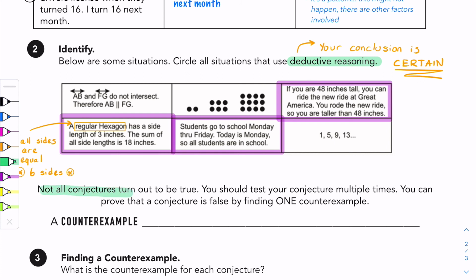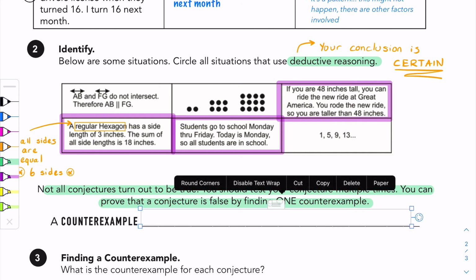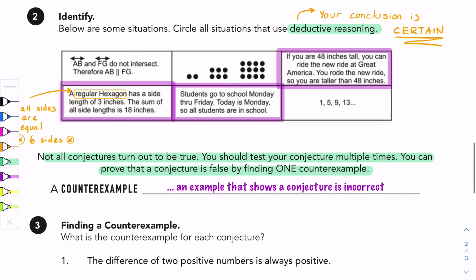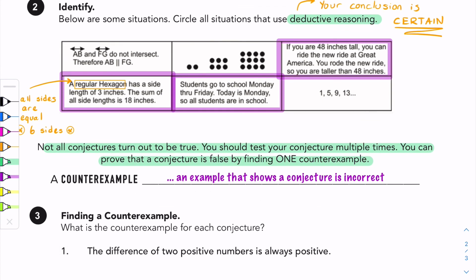All right, not all conjectures turn out to be true. You should test your conjecture multiple times. You can prove that a conjecture is false by finding one counterexample. You only have to find one, and it instantly makes your conjecture false. So a counterexample is exactly what it sounds like. It's an example that shows a conjecture is incorrect.